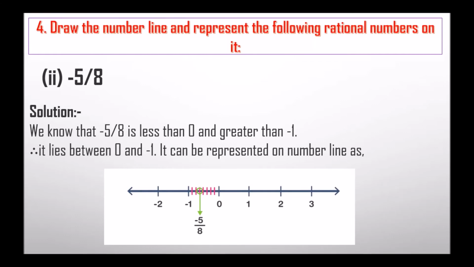Minus 5 upon 8. Now we know that minus 5 upon 8 is less than 0 and greater than minus 1. Therefore, it lies between 0 and minus 1. It can be represented on a number line as this.